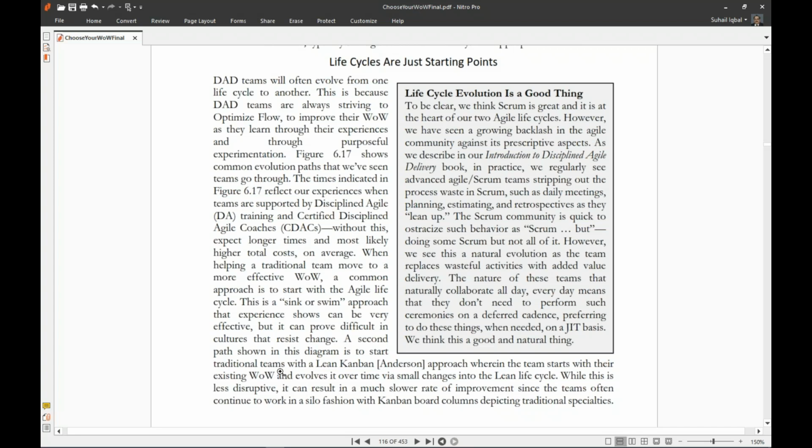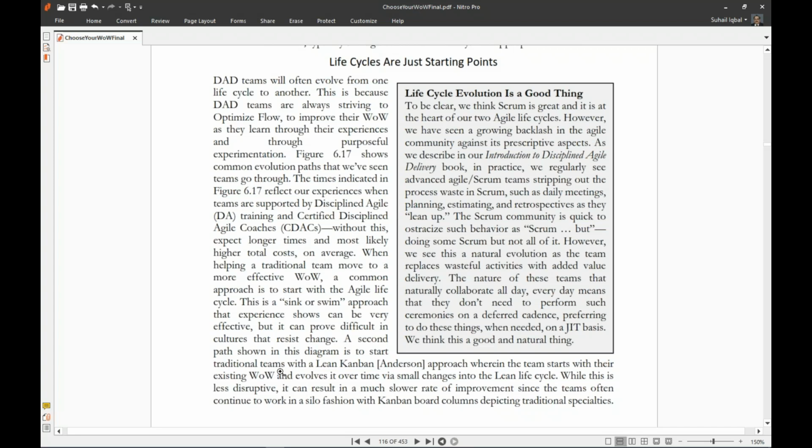A second path shown in this diagram is to start traditional teams with a lean Kanban approach wherein the team starts with their existing WoW and evolves it over time via small changes into the lean life cycle. While this is less disruptive, it can result in a much slower rate of improvement since the teams often continue to work in a siloed fashion with Kanban board columns depicting traditional specialties.